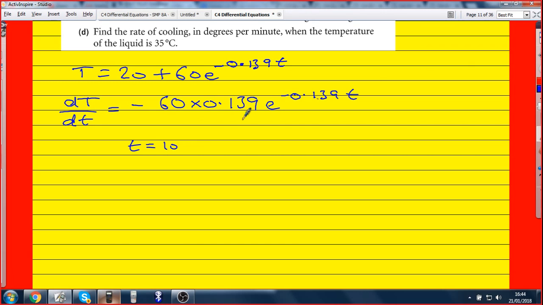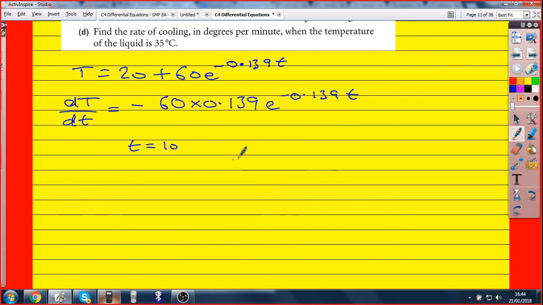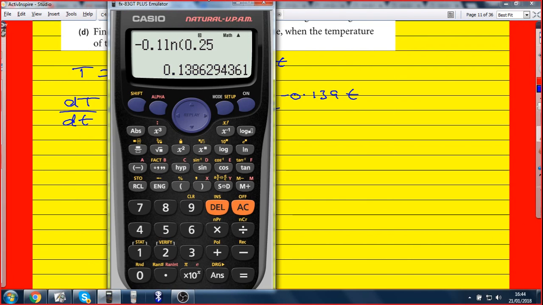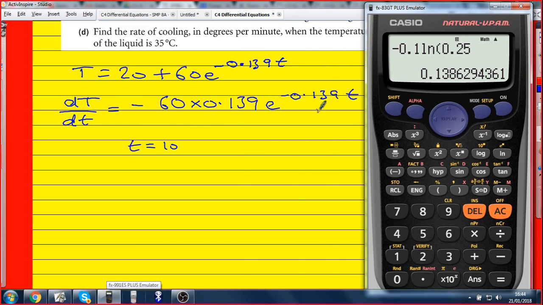T was 10 for that one, was it? Where did we have that one? Oh, that was given to us in the 10 minutes. Okay, so t equals 10. That's it. Why is our answer negative for this one?